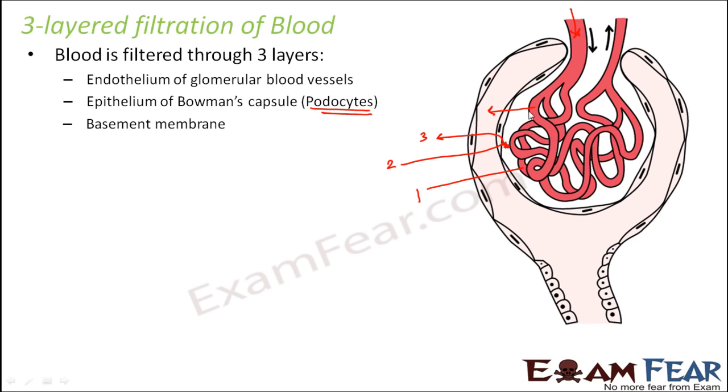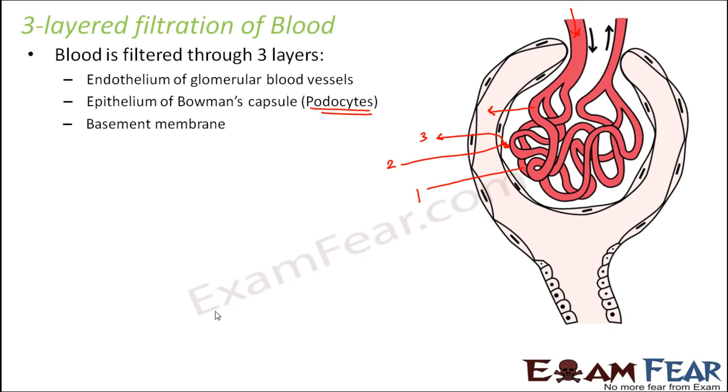Right? And now whatever has moved into the Bowman's capsule, that is the filtered plasma, and this plasma will then continue to move down the different parts of the nephron. So from Bowman's capsule it will move into the PCT, from there it will get into the Henle's loop, then DCT, and then collecting duct. So this filtered plasma will gradually form the urine. Now the question is, what happens to the concentrated blood which gets into the efferent arteriole? We will look at them a little later.